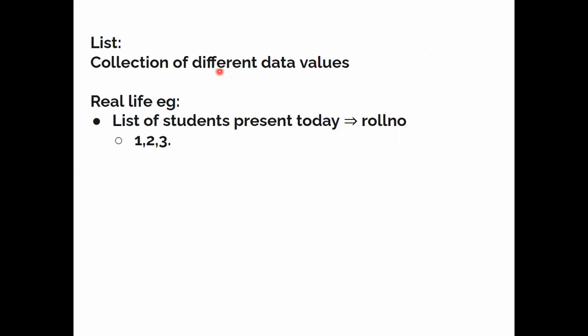Now, we will take one real life example of calling the students who are present today. So for that, I will call the roll numbers, like roll number one, two, and three. So I have noted them by putting the comma. So this will create a list for me.